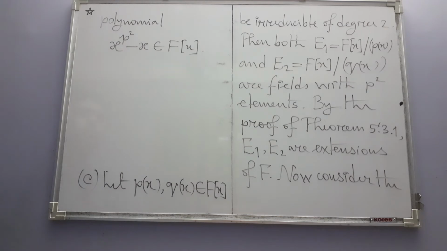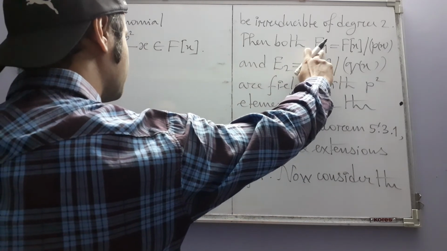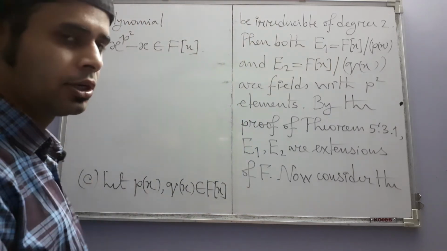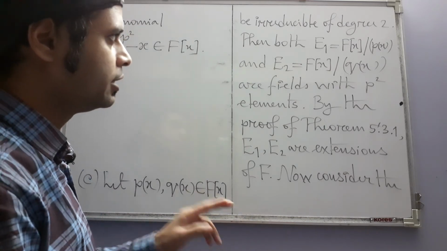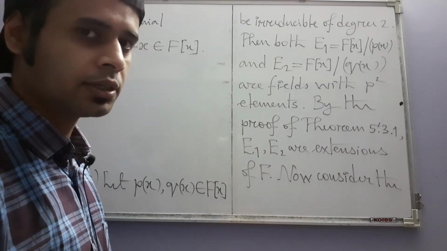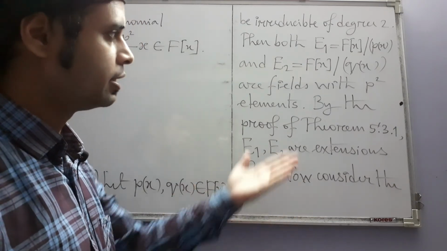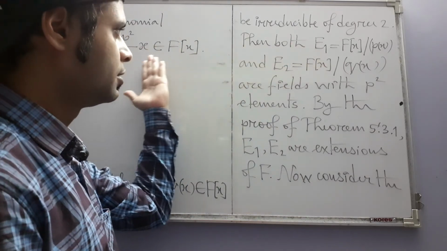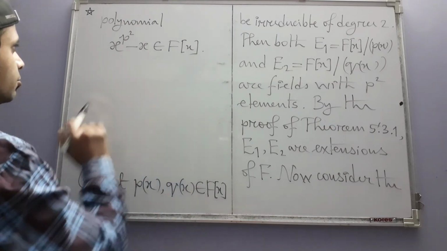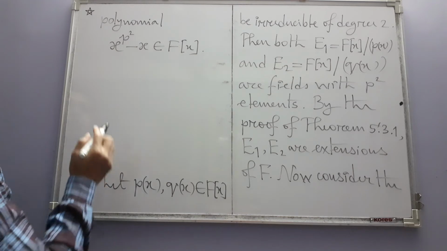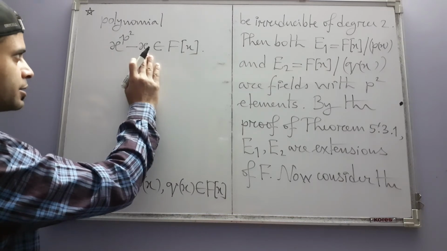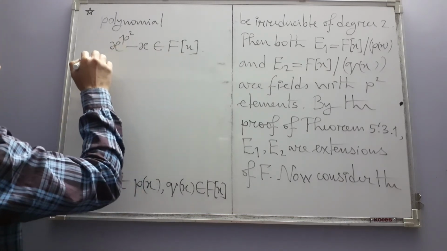So what do we need for that? E1 must first of all contain all the roots of this polynomial, that is one condition, and then E1 should be the smallest extension of F in terms of degree to have all the roots of the polynomial. Then E1 will be a splitting field of this. Similarly for E2. Okay, so let's now see what the roots of this polynomial are. One of the roots we can just immediately see is 0, because if we replace x with 0, we get 0.